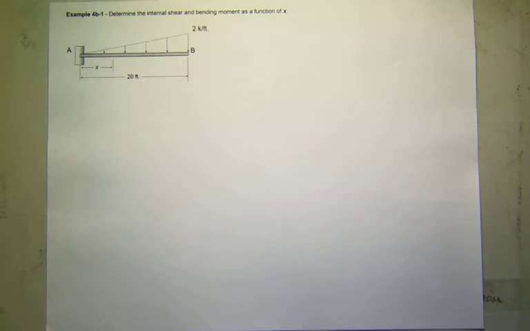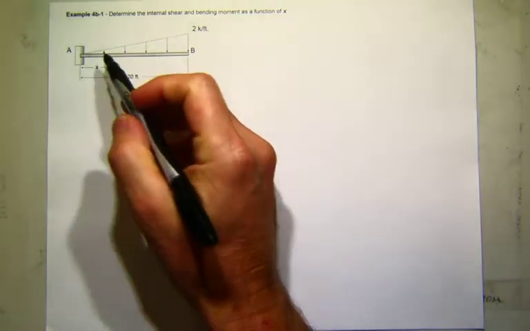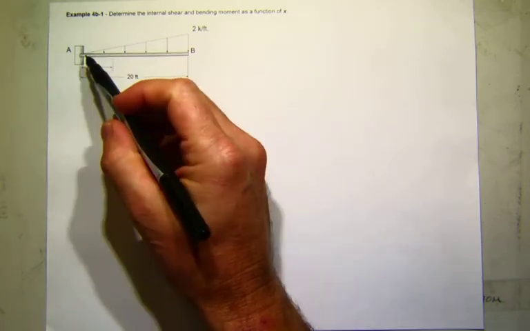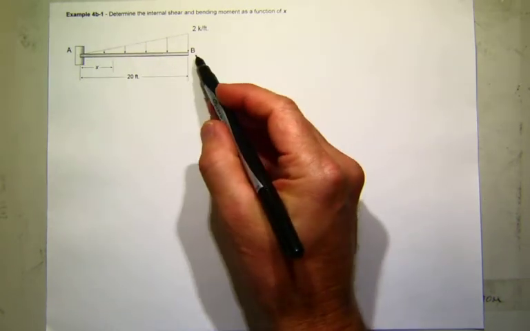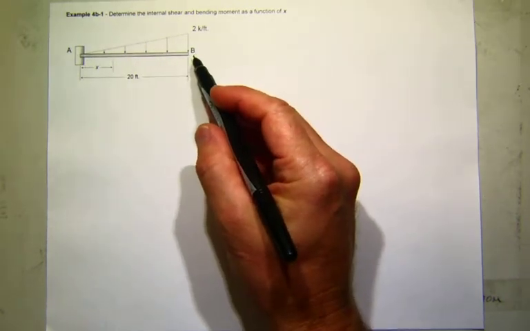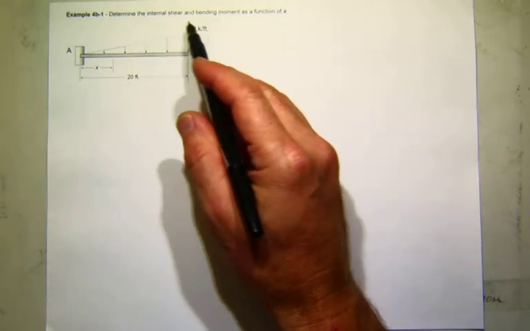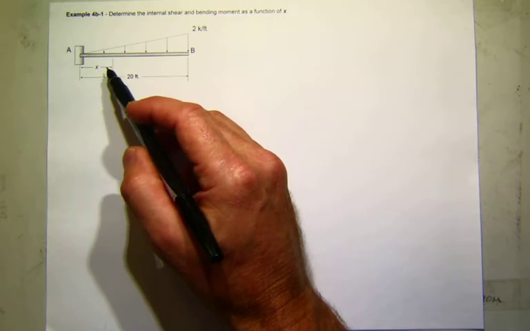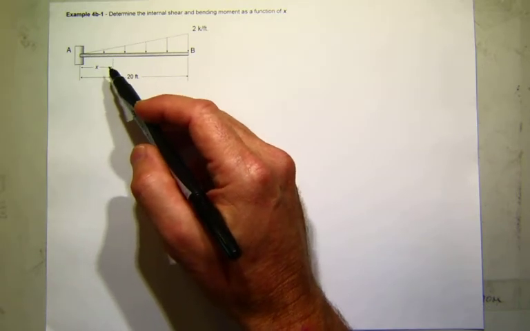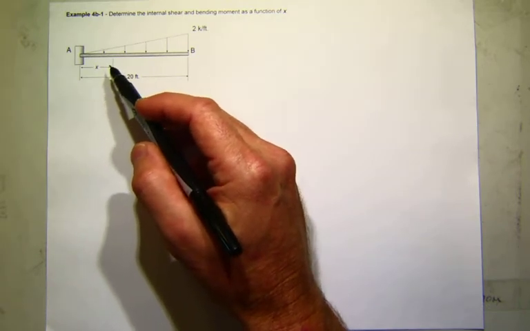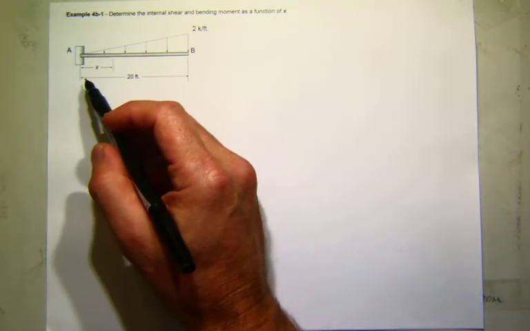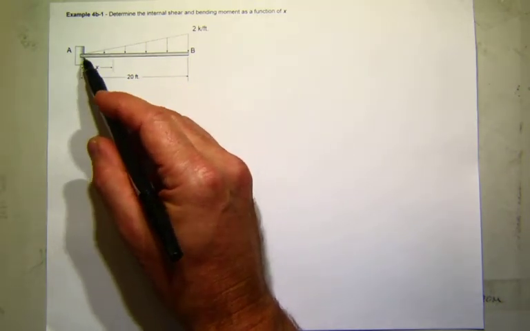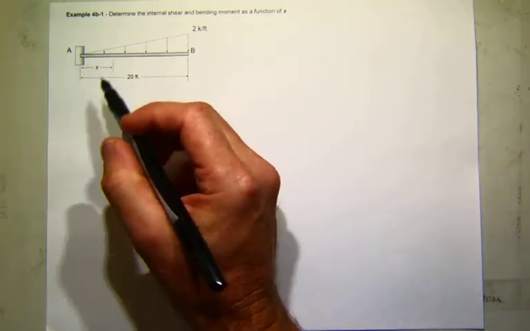Okay, so let's look at this problem. What we have is a cantilever AB. You'll notice we have a fixed connection at A. It's free at B. And I want to find the shear force and bending moment equations as a function of x. And I've indicated x. You can make the coordinate system wherever you like, but I'm going to try throughout the course to always start at the left and have it go to the right.